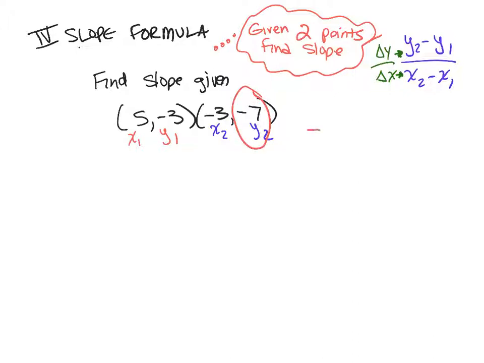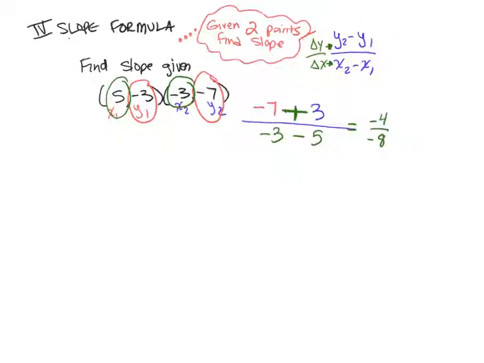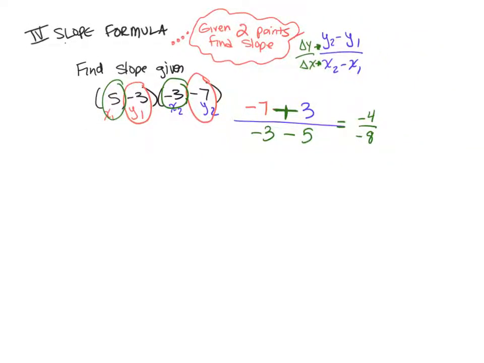y2 minus y1, which is -3, correct, it becomes a positive, over x2, which is -3, minus x1, which is +5. But exactly like Sean said, these 2 minuses become a positive. -7 plus 3 is -4. -3 minus 5 is -8. What does that simplify to? Positive 1/2. A negative divided by a negative is a positive, and 4/8 is just 1/2. That's the slope I want to see.